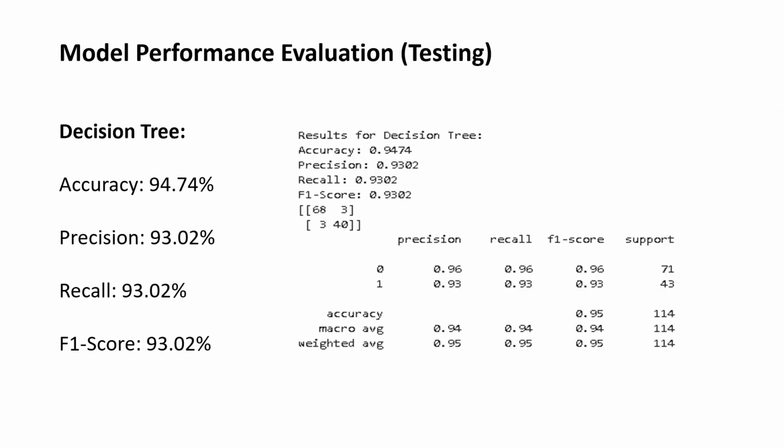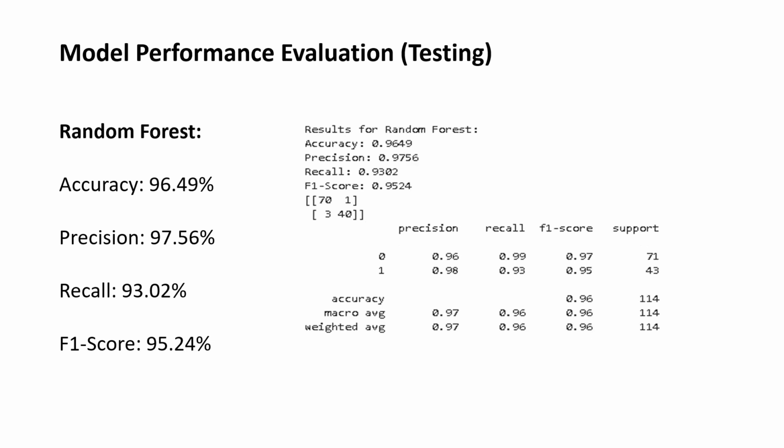And here in the next, the model performance evaluation. First of all, we are taking the decision tree, a simple and effective model that builds a tree based on feature importance. While it provided decent accuracy, it was prone to overfitting, meaning it performed well on the training data but not as well on unseen data. As you see, the accuracy is 94.74%, precision is 93.02%, recall is 93.02%, and the F1 score is 93.02%. For zero, we have precision 0.96, recall 0.96, F1 score 0.96, and support 71. For one, we have precision 0.93, recall and F1 score 0.93 as well, and the support is 43.